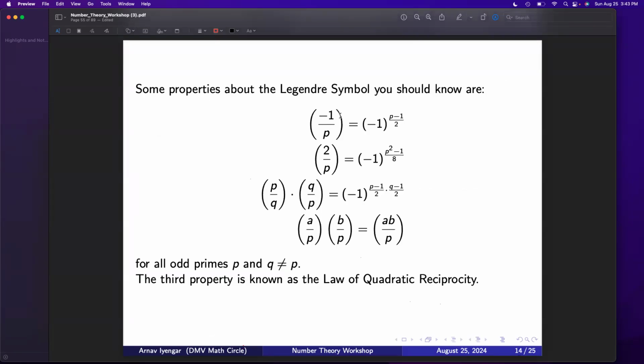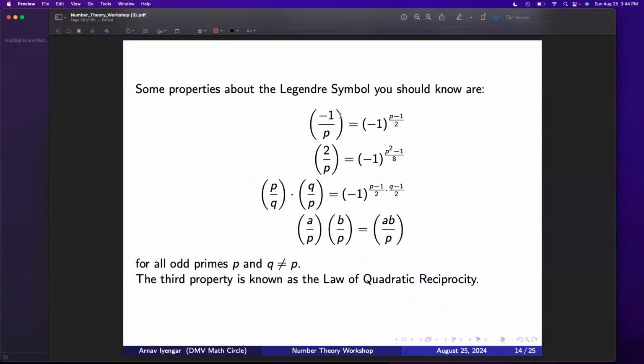So here are some properties. The first one is taken directly from the definition. And a way to simplify it is that negative 1 is a quadratic residue if p is 1 mod 4, but it's not a quadratic residue if p is 3 mod 4.